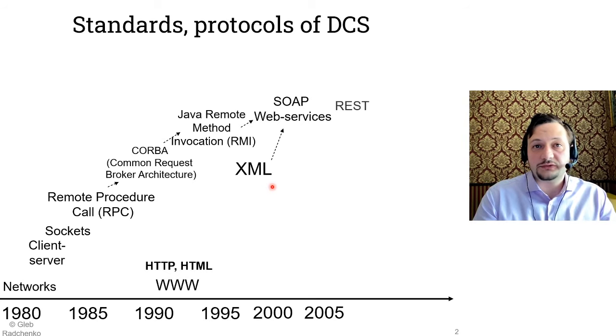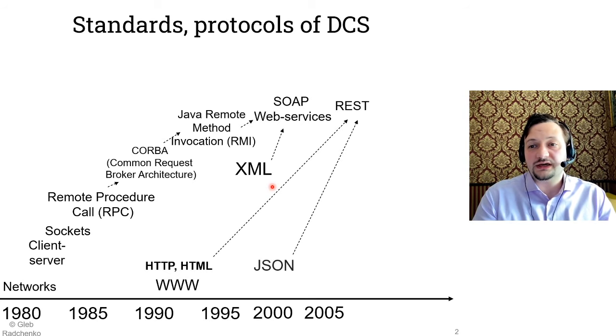But in 2005, another approach appeared, and this approach is called REST. We will also take a look at this approach and at these types of services. They are different from SOAP Web Services, especially because SOAP Web Services, most of the time, describe remote procedure call operations.